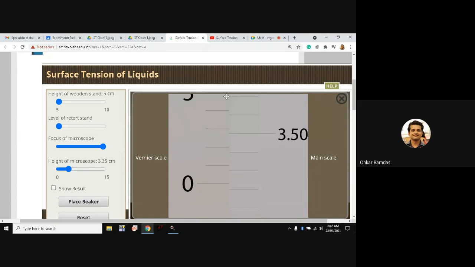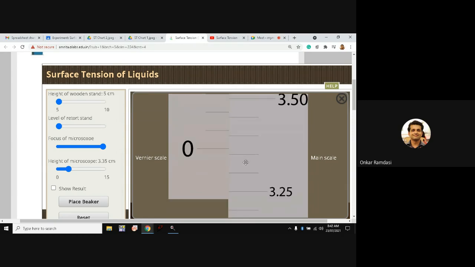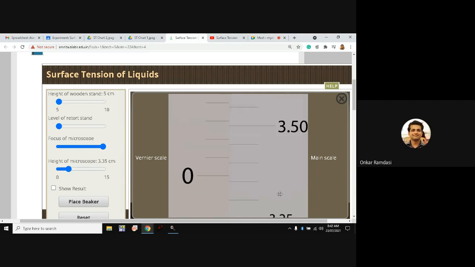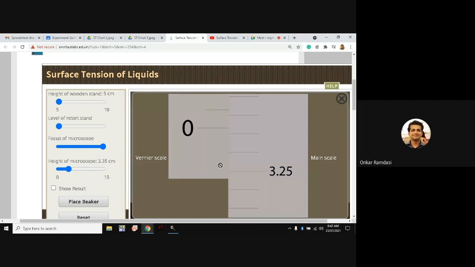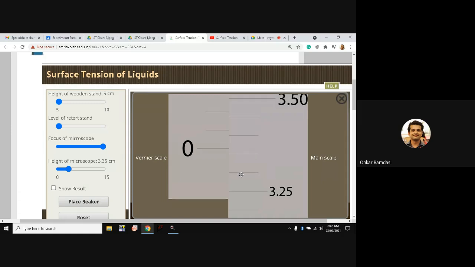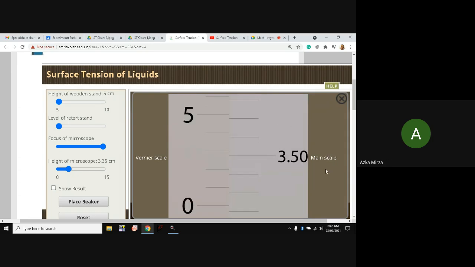Yes, we have got the vernier scale 0. Can you see this, everyone? Yes, sir. That's 3.25. Obviously, the next one is 3.30. This is 3.35. It is just above that, so we have taken 3.35 as the reading. Again, you need to check the vernier scale line which is matching with the main scale. Sir, it is 15. Okay, let's say 15.